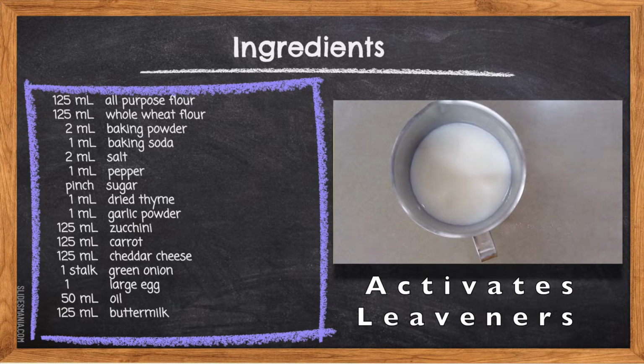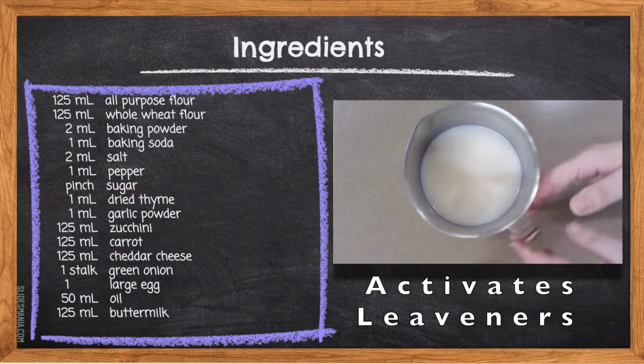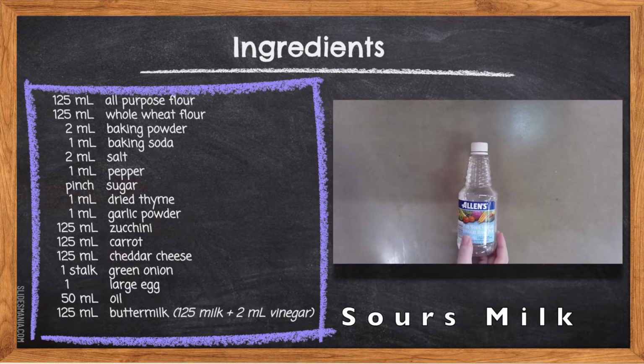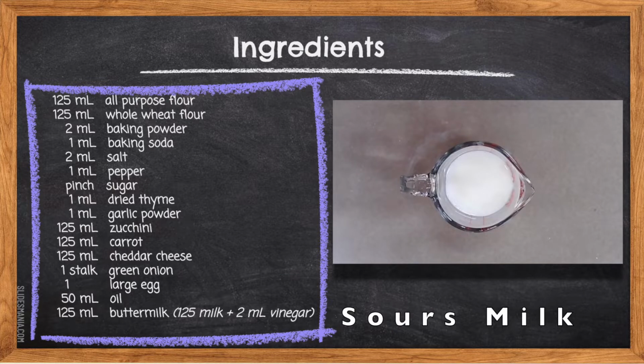125 milliliters buttermilk. Buttermilk will add extra nutrition to our muffin, but also is the liquid needed to activate both our baking powder and baking soda due to its acidic nature. If you don't have buttermilk on hand, you can easily substitute it with 125 milliliters regular milk and adding 2 milliliters of white vinegar to help sour the mixture.